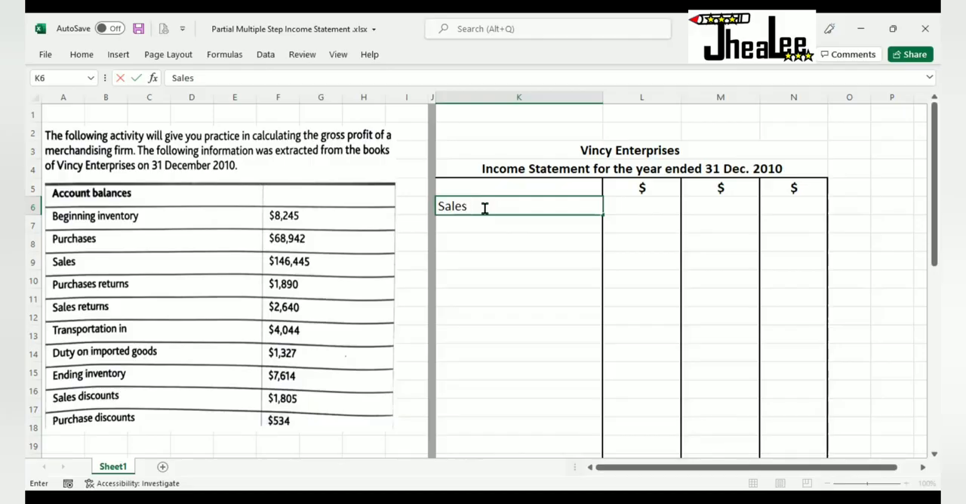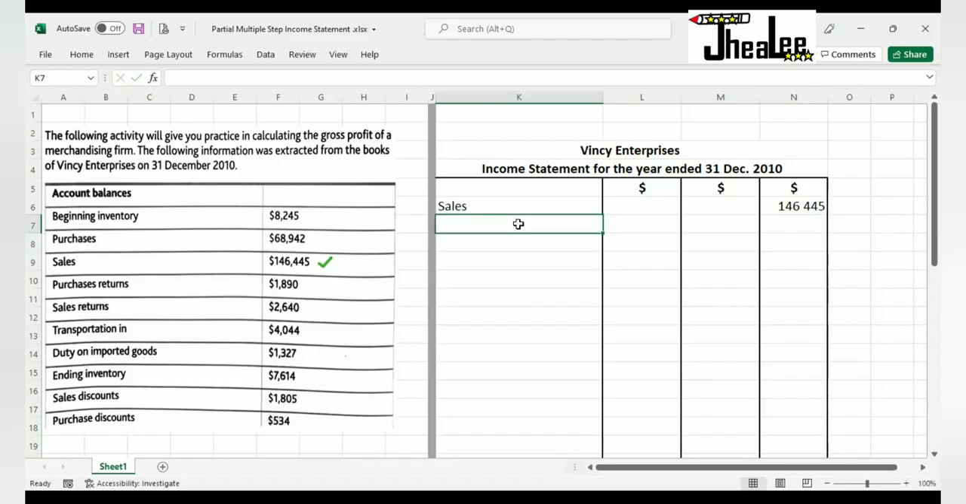But within that calculation, there are some items that you have to take into consideration. And please pay close attention to what is being done, because you'll find that it is different from what you're used to when you're doing even CSEC, that single step income statement. All right, so we pick up the sales, and from the question, our sales figure is $146,445. So we're going to enter that figure.